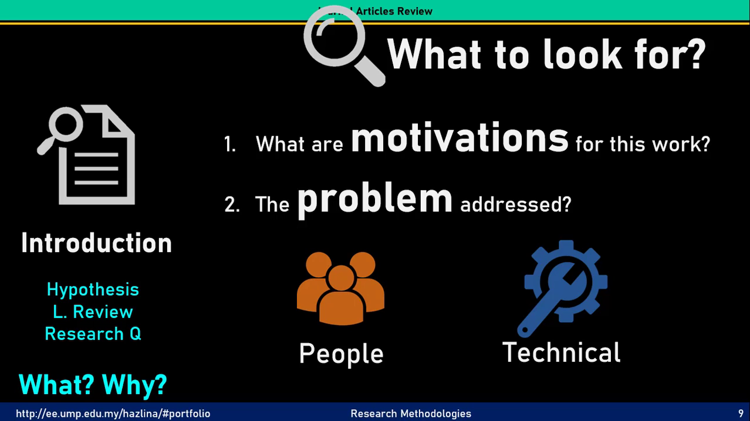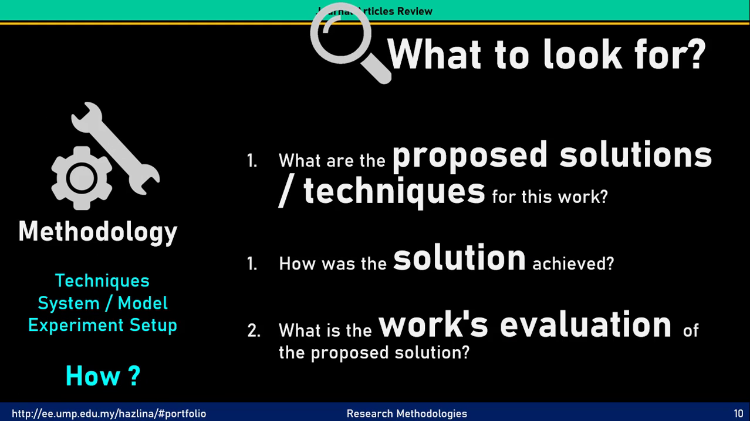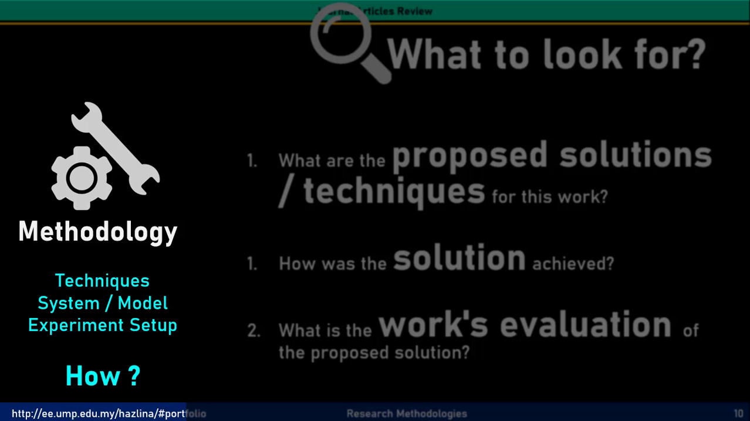Oftentimes, one or more of these elements are not explicitly stated, making your job much more difficult. But it's okay, read as many times as possible to find the following answers. Next, let's move on to the methodology. In methodology, techniques, system, model, and experiment setup are discussed, mainly answering the how questions.